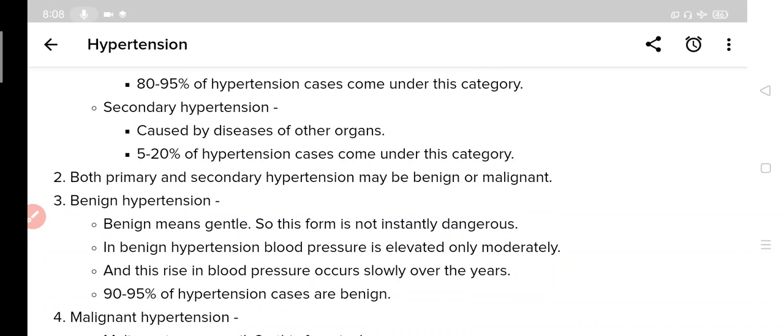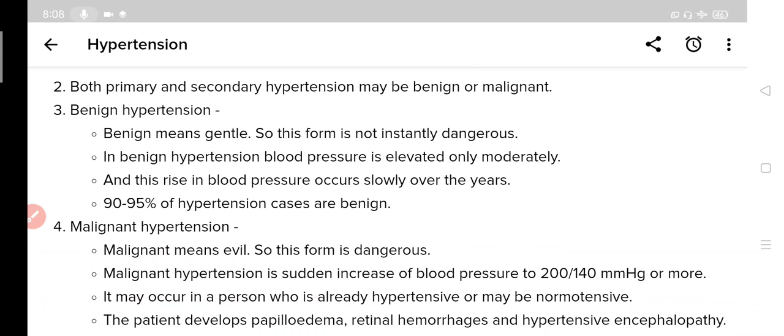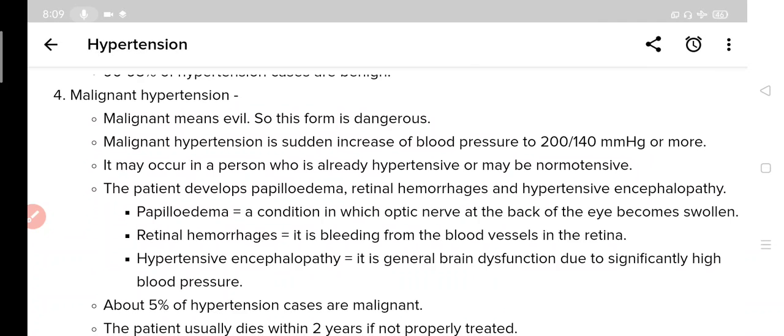And again we saw that both primary and secondary hypertension may be benign and malignant. Benign is generally a misnomer, because there is nothing that can be called benign hypertension. Every hypertension is evil, every hypertension is risky, every hypertension can cause disease and death. It is an old term which is still being used today by some authors. So for study sake, we know that both primary and secondary hypertension can be termed as benign or malignant. Benign means gentle and malignant means evil, but this term is a misnomer.